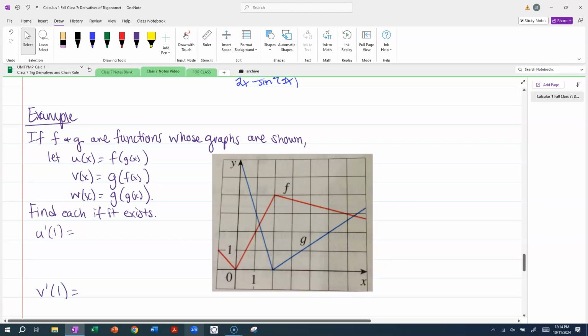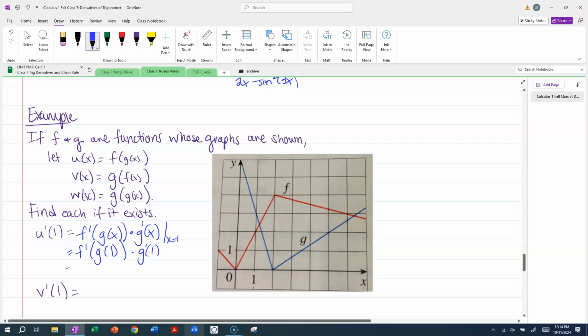Last example. Okay, f and g are functions that are shown, and we need to find each derivative if it exists. So derivative of u. I'd do the derivative of f, leaving the inside alone, and I'll evaluate x in a moment, and then times the derivative of g, and then I evaluate all this at 1. So this would be f prime of g of 1 times g prime of 1.